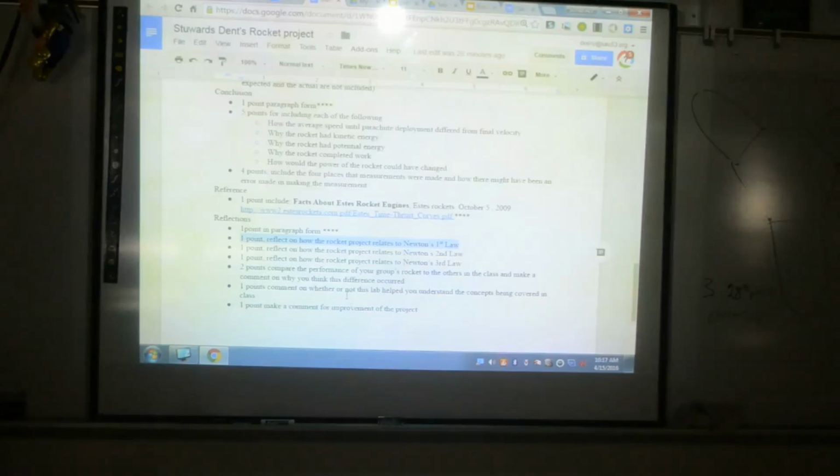From this point, you can finish these out with things that are more your opinion and observation. You are going to compare the performance of your group's rocket to how the other rockets in the class went up, and make a comment on it if they were different and why that occurred. You will then make a comment on whether this lab helped you understand the concepts covered in class. And finally, you should make a comment for improvement. If you can't think of something for improvement, just comment on something that you really enjoyed about the project.